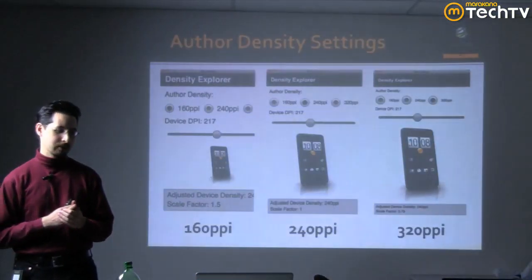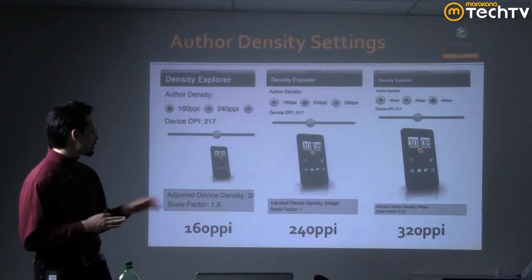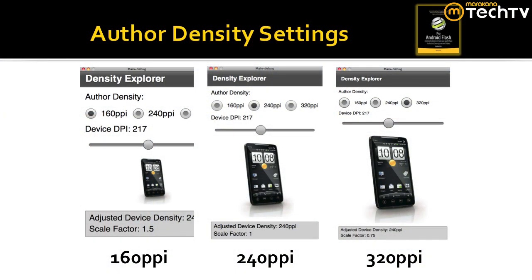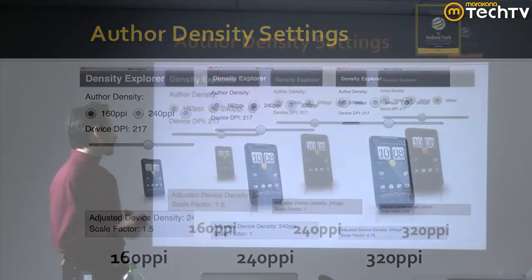Now here is a visual example of different author densities and how it affects your application. So I took these screenshots with different settings for the author density of the application. Author density is read exactly once on startup of the application, so you can't change it dynamically. It makes sense because if you're setting an author density, that's because you've designed your application to be 240 ppi, so you don't need to be dynamically changing it.